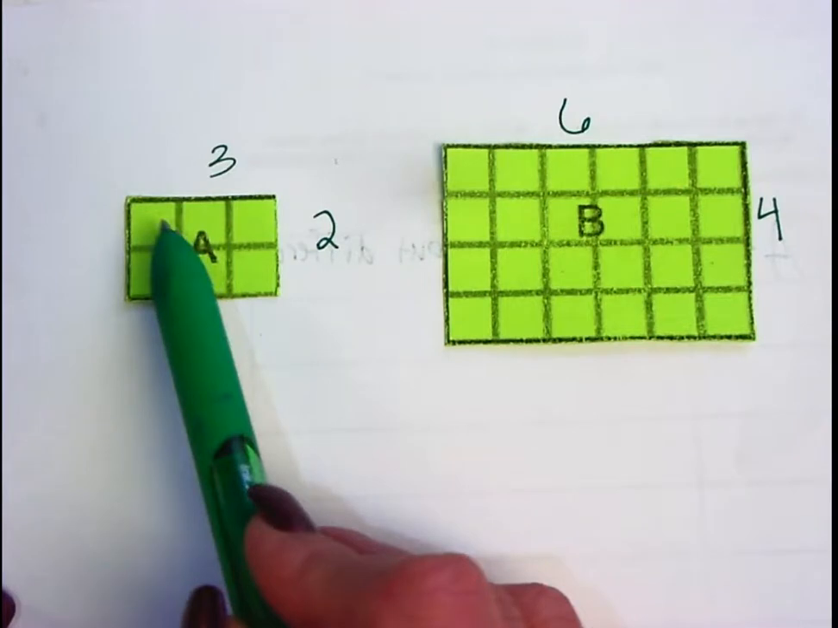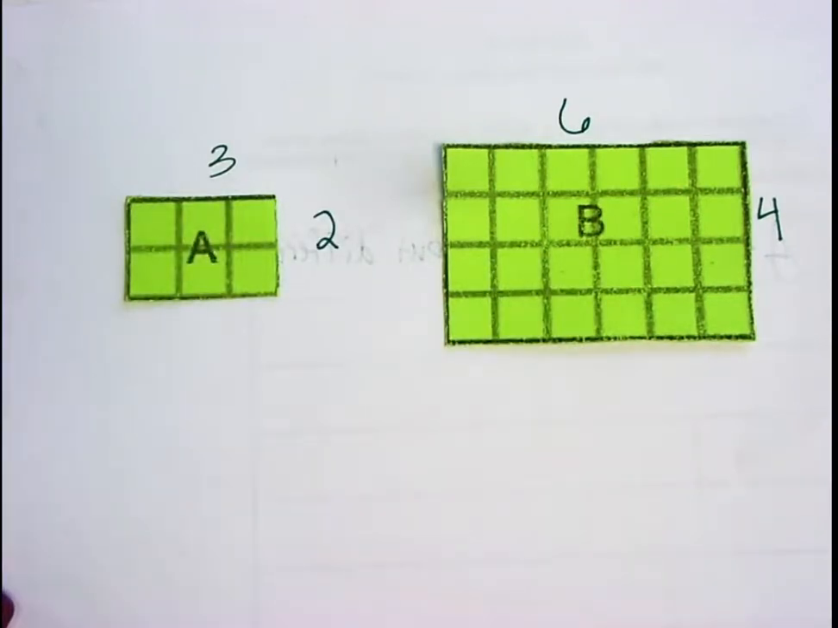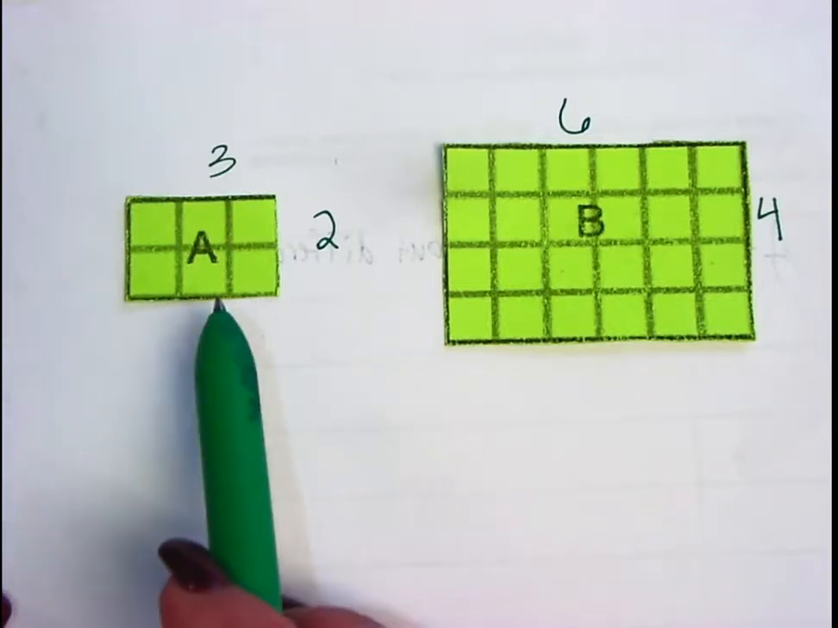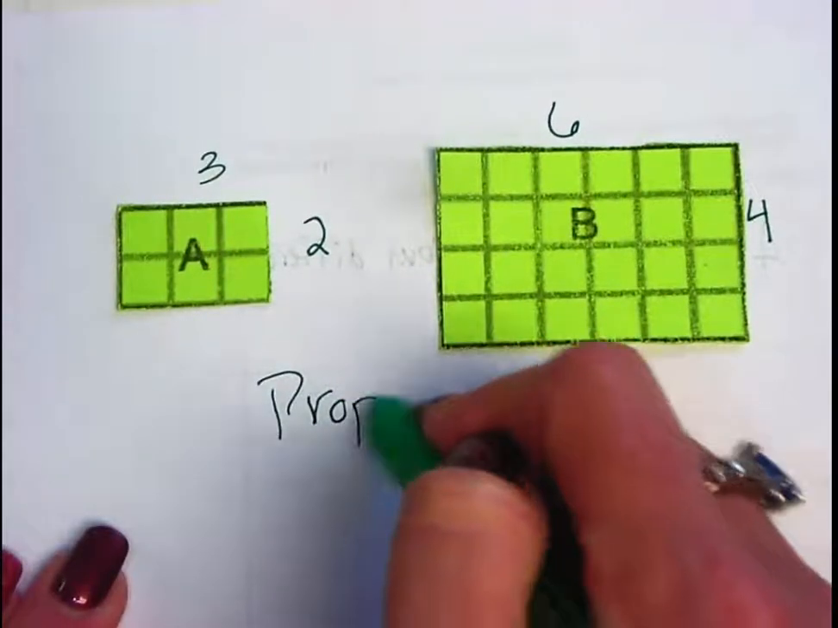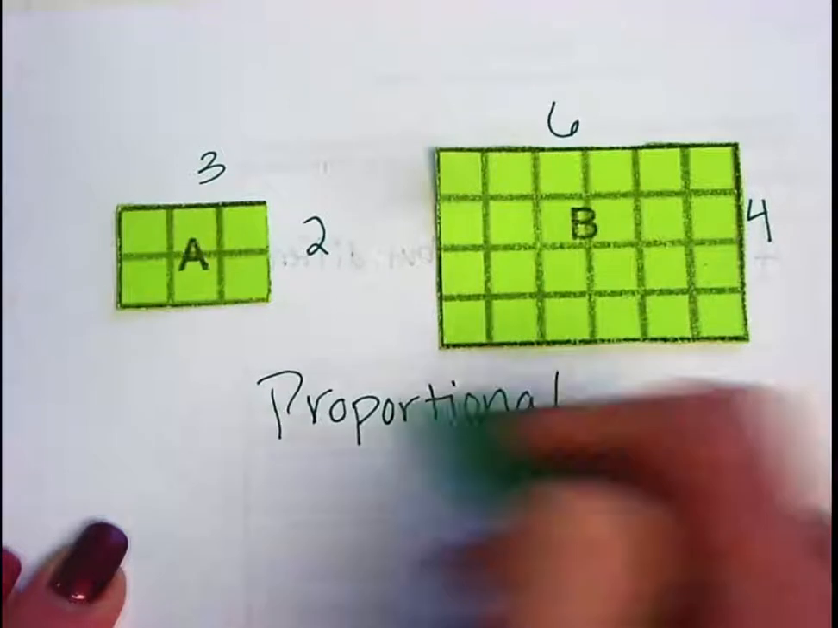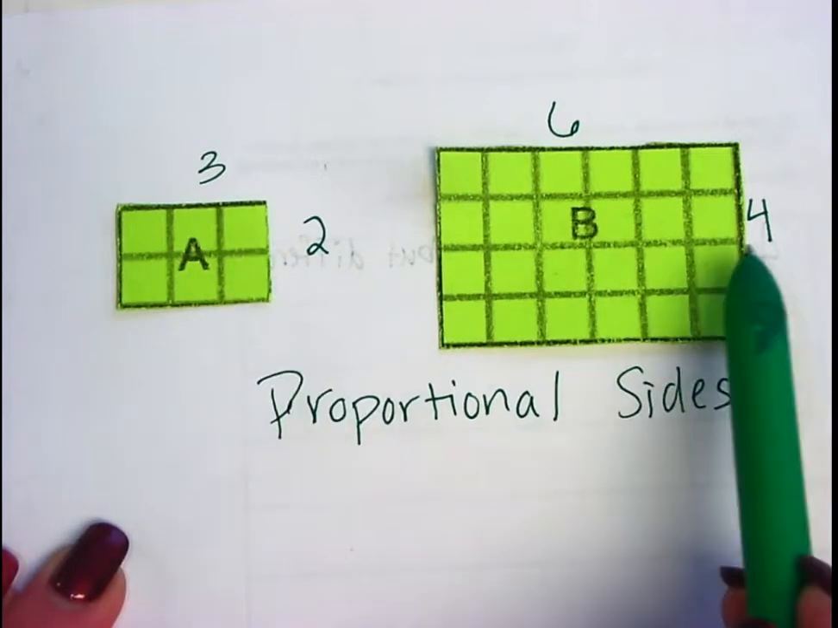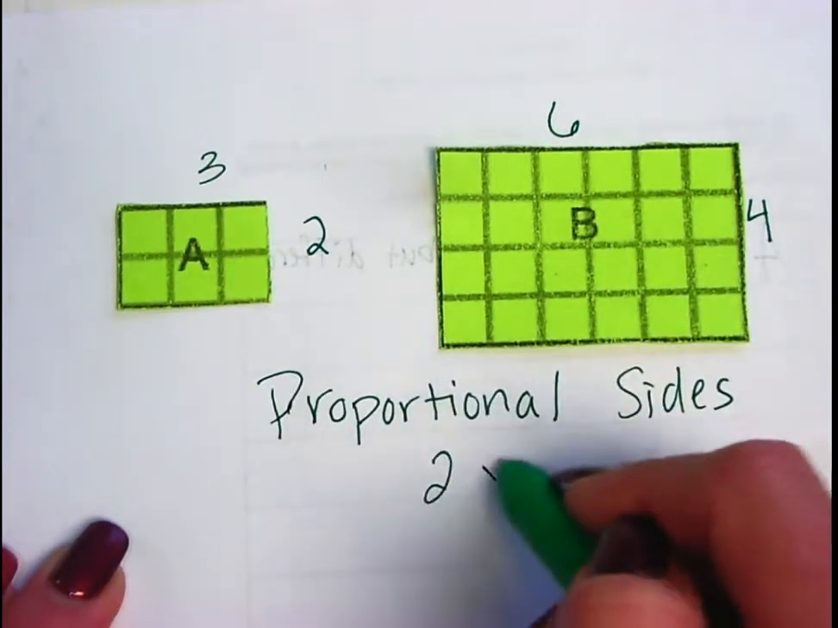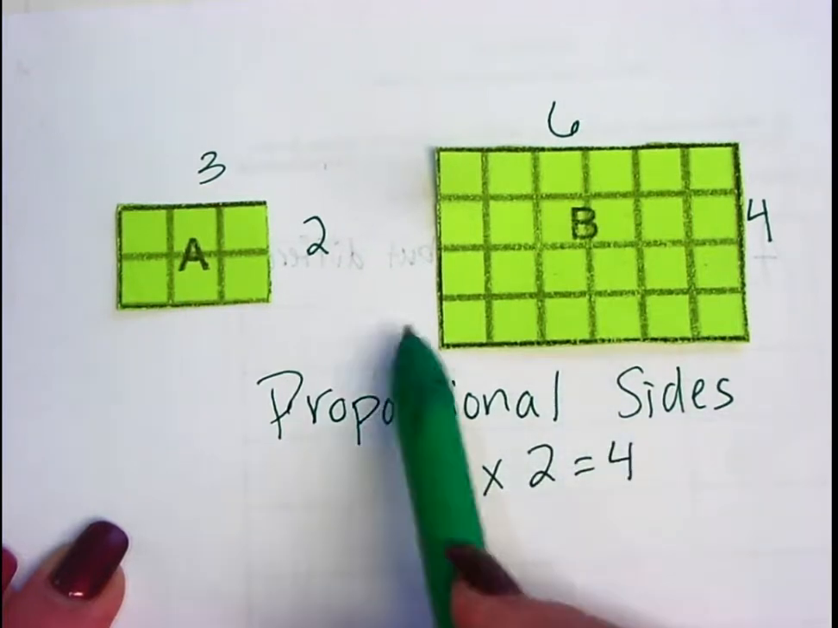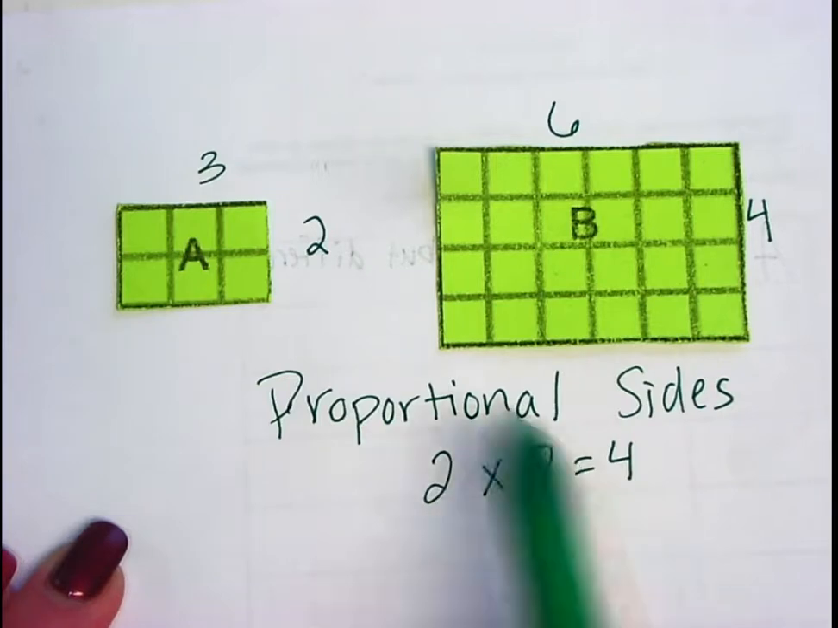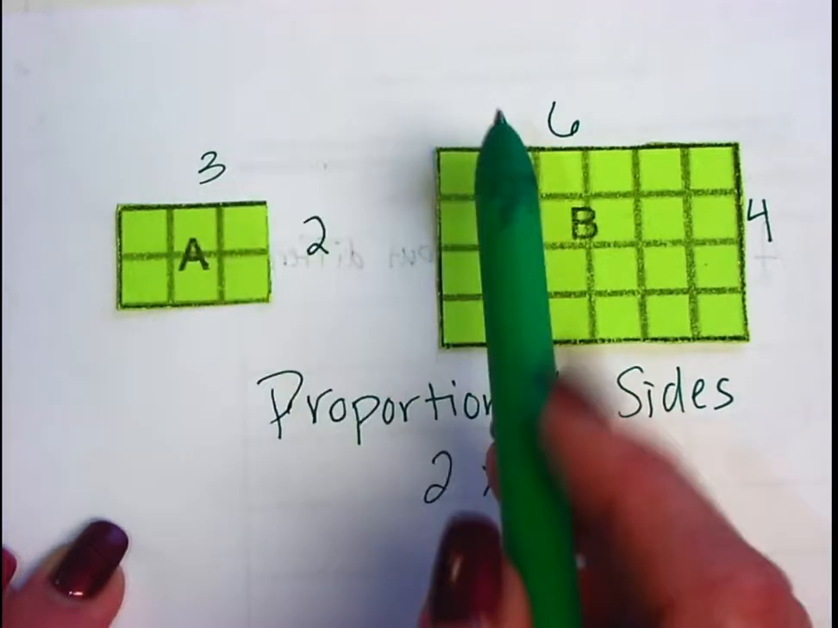Okay, so what could we say is true about the side lengths of A and B? They're multiplied by 2, which means they're what? We've been talking about this word a lot. It starts with a P. Proportional. So in order for two shapes to be similar, they must have proportional sides. The relationship between the shorter side is a times 2 relationship, because 2 times 2 is 4, right? If we take this side here and multiply it by 2, we get 4. And the same is true with the longer side. 3 times 2 is also 6.